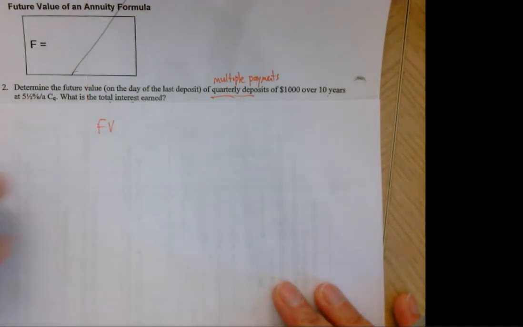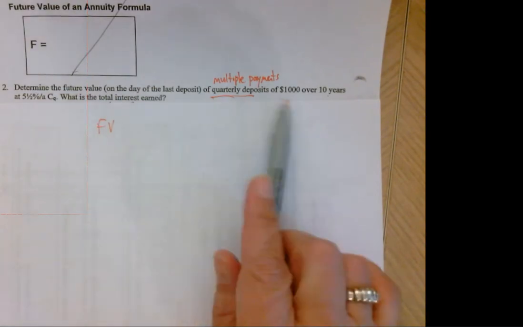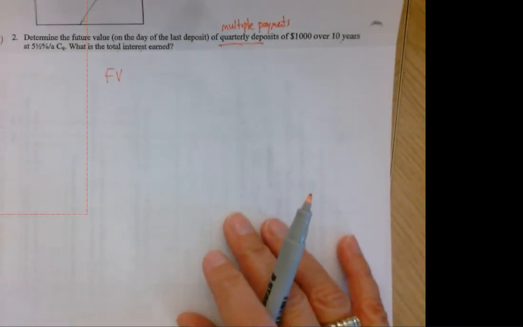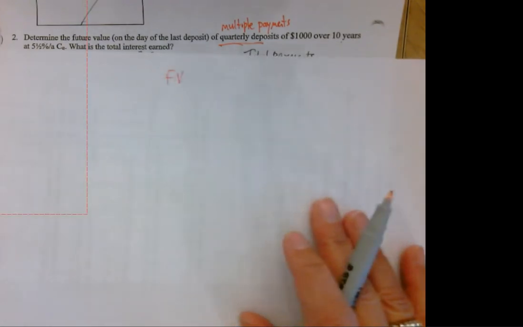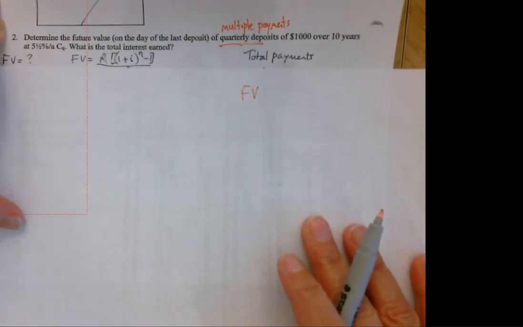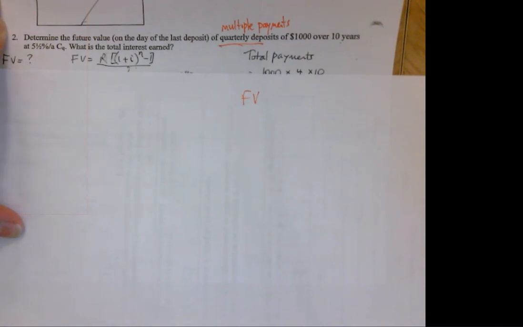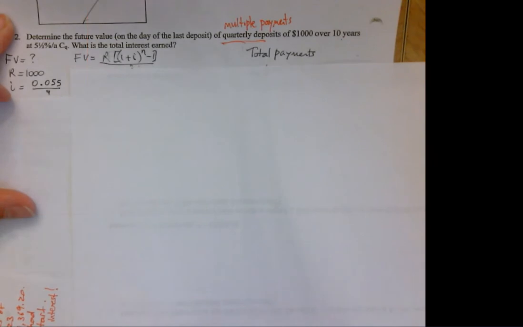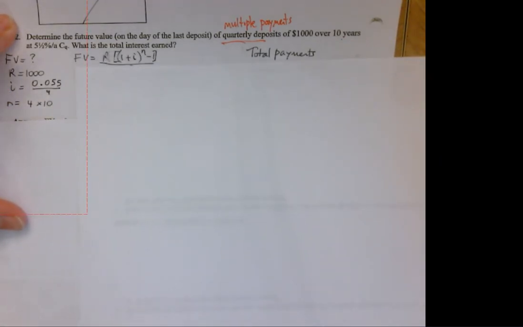Okay, so in order to figure out the total interest earned, we have to first answer the first part, which is what are these all going to be worth? What is the future value? So I'm going to just step you through my solution here. I'm just going to cover this as well. Okay, first things first is to write the formula and then also write down your variables.